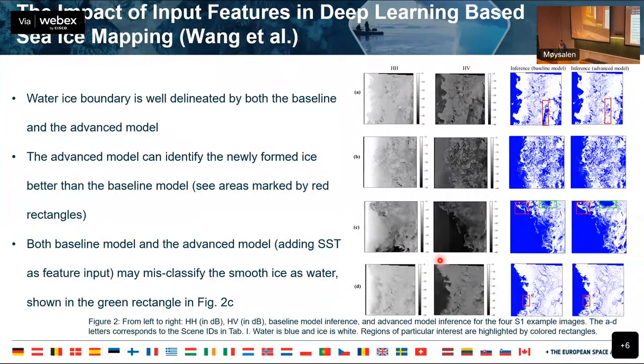Another example of ice water classification is by Wang and co-authors from UiT. And a difference is that in addition to SAR, they were using also sea surface temperature. And here they show that using an extra input parameter helps to improve ice water classification. And there are some examples where it is obvious. So the advanced network works better, as you can see from comparison with the SAR images.